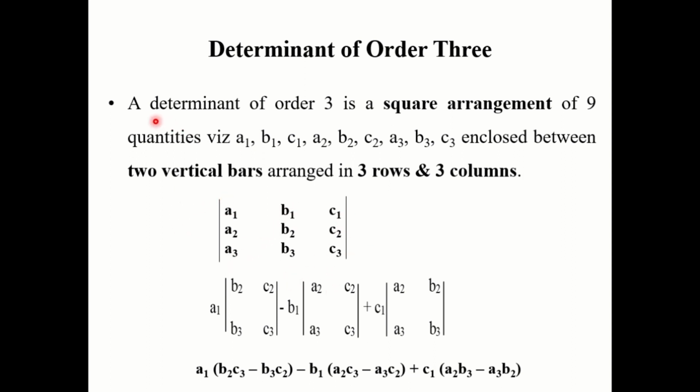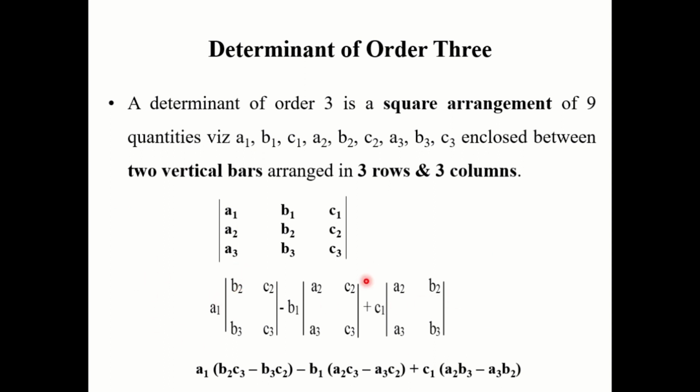A determinant of order 3 is a square arrangement of 9 quantities, that is A1, B1, C1, A2, B2, C2, A3, B3, C3, enclosed between two vertical bars, arranged in 3 rows and 3 columns. That we call a determinant of order 3. Now how can we find out the value of that determinant?